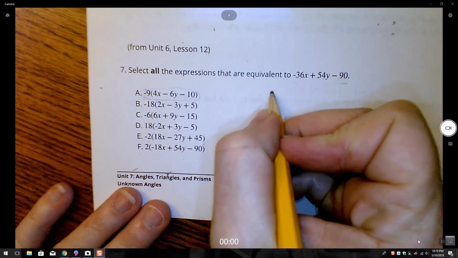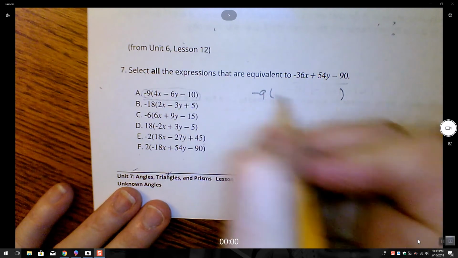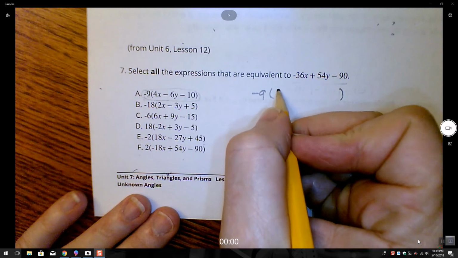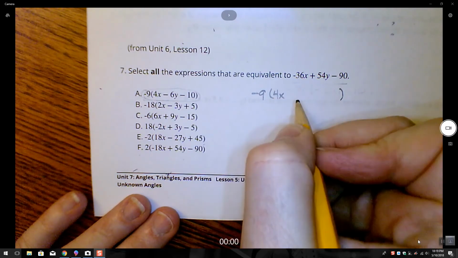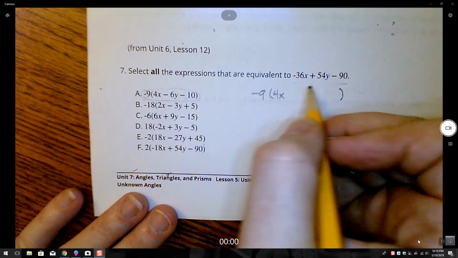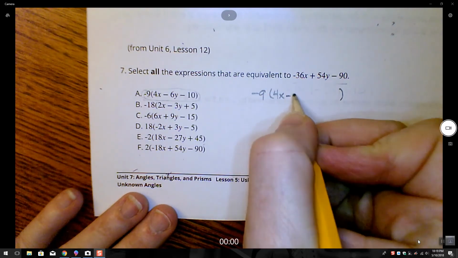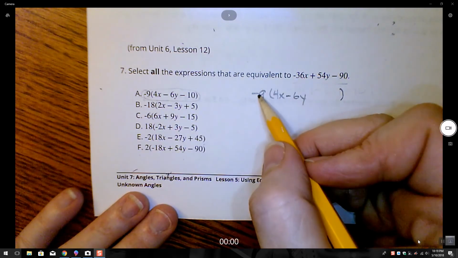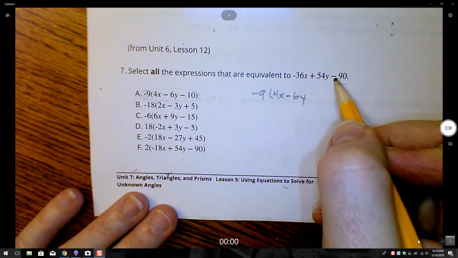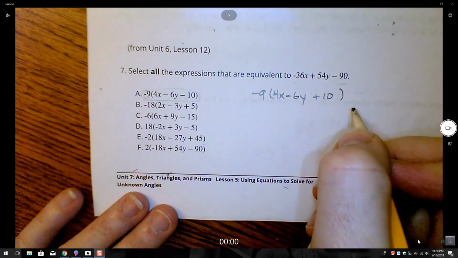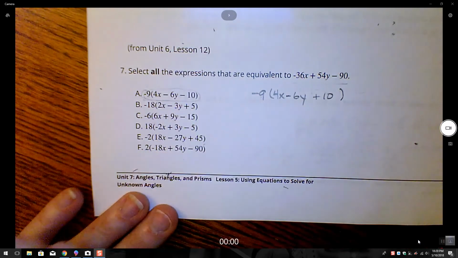I'm going to take negative 9, and negative 9 times a positive equals 36x. So I'm agreeing with them that 4x works. Negative 9 times a negative is going to give us a positive 54, so negative 6y, and that agrees with them. Negative 9 times a positive is going to give us 90, so negative 9 times positive 10 is going to give us 90, and that actually does not agree with them, so we're not going to choose that one.